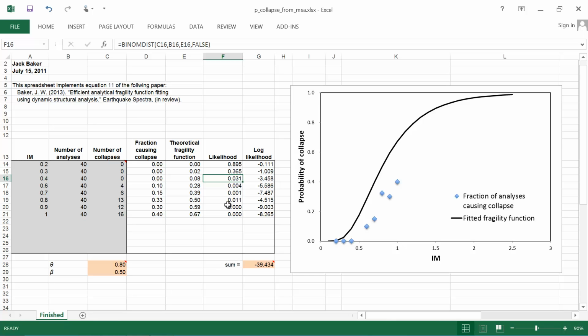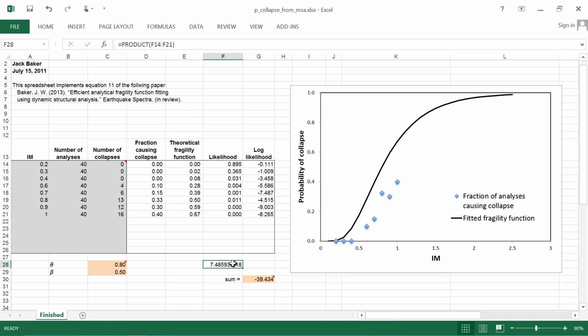Okay, let me move this down for just a second. What I'm interested in doing is computing the product of all those likelihoods. So let's take a product of my likelihoods. This is the big pi notation. We're taking the product over all the different IM levels, and I get this likelihood here. This is telling me the probability that I would observe that data. It's a very small number, right? Basically it's saying it's very unlikely that I would have only observed 40% collapses at IM of 1 if the true fragility function was giving me a probability of collapse of 0.7, for example.